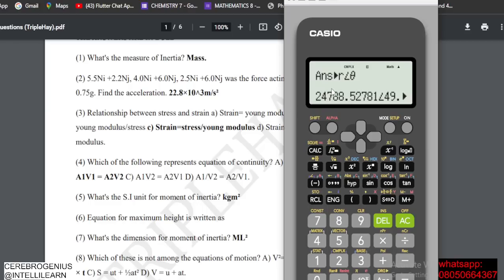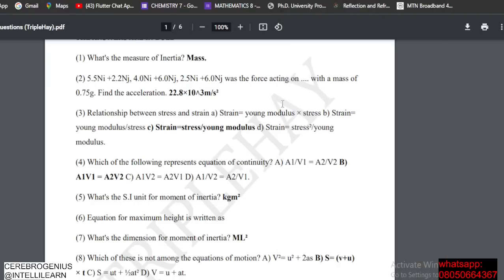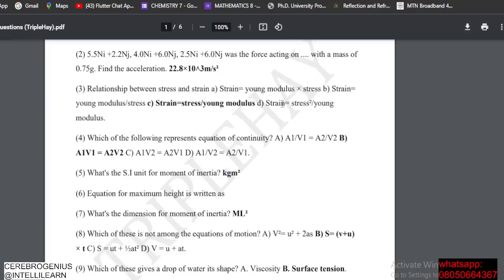Now I've divided it by the mass. So when you divide force by mass, it gives you acceleration, because it's acceleration that you have to find. So the answer should be 24788. So the next one, relationship between stress and strain.